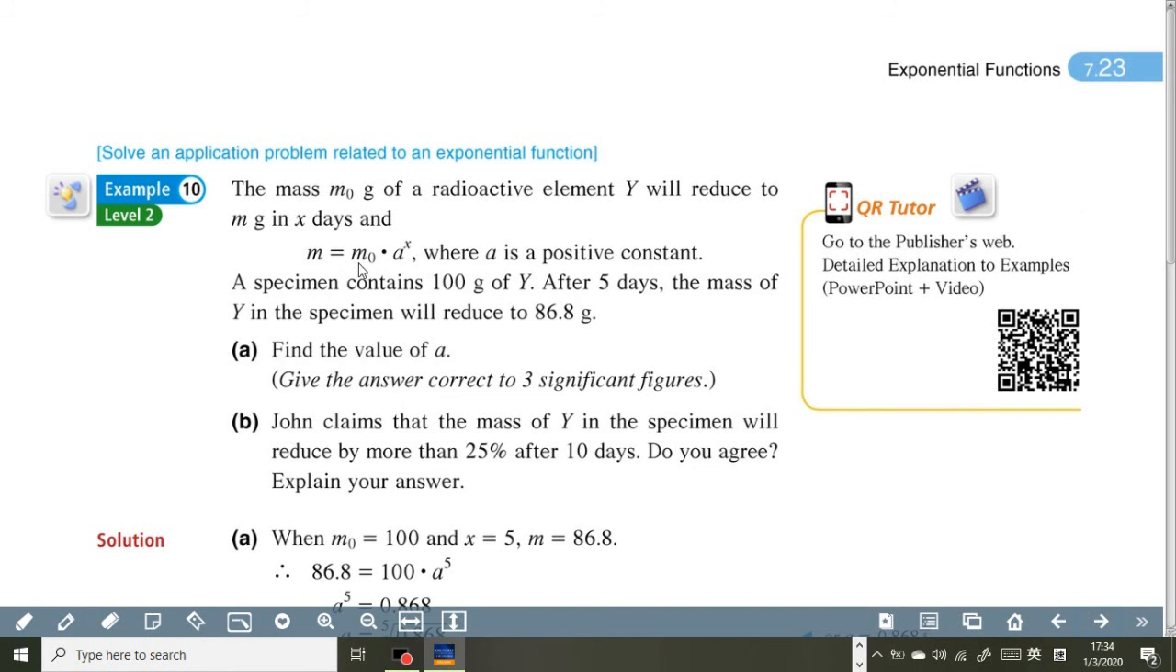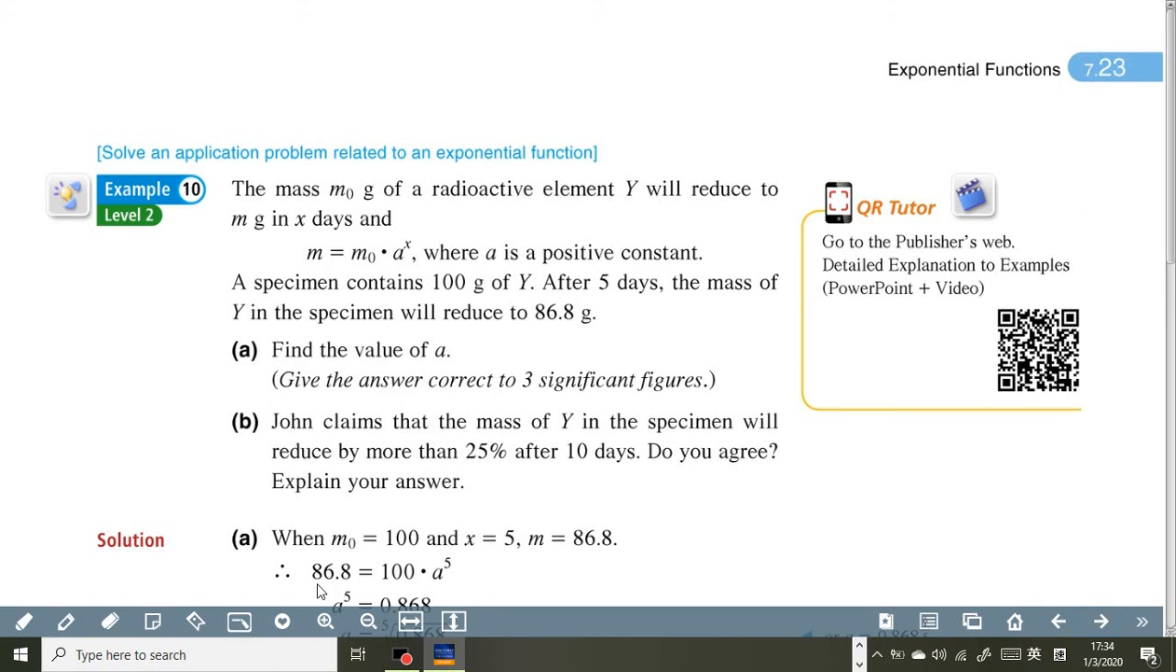Or you can just calculate it by putting m equal to 100 and x equal to 0. So you get m0 equal to 100. But in this case, you can just skip it and write down m0 is 100. And you are given another piece of information. After 5 days, that means x is 5, the mass of the element is equal to 86.8.